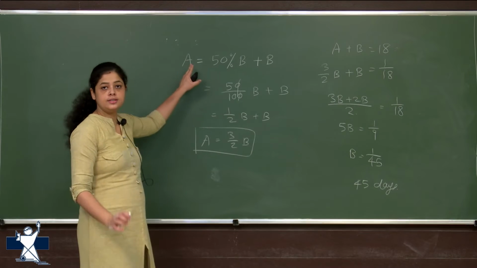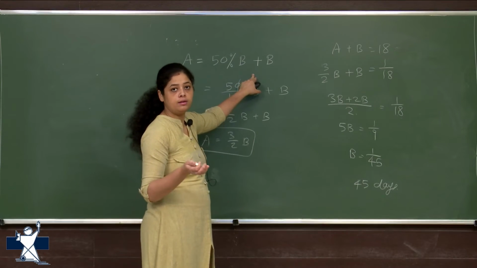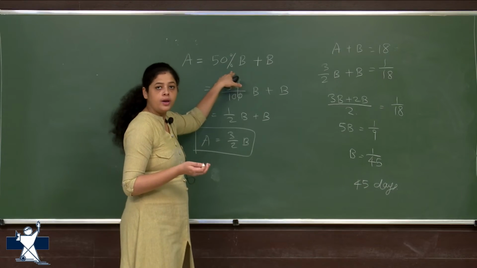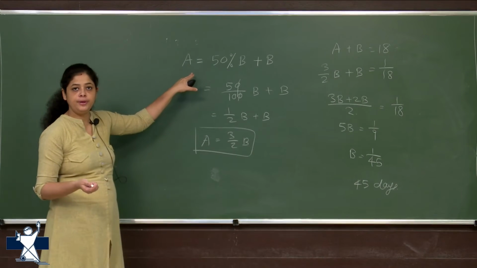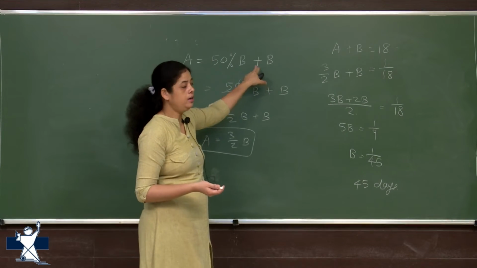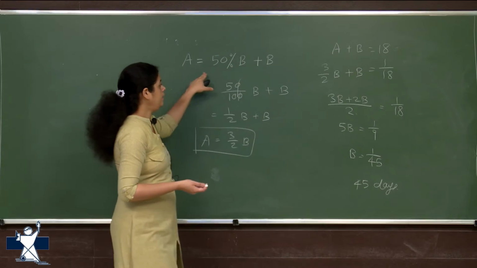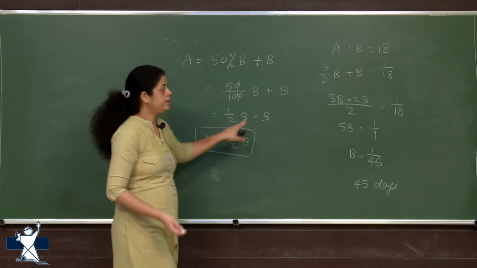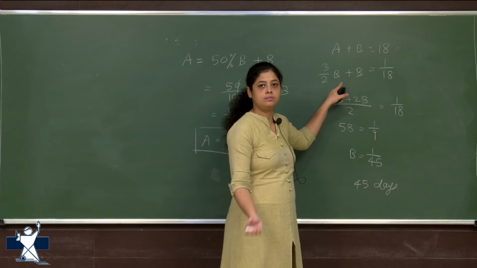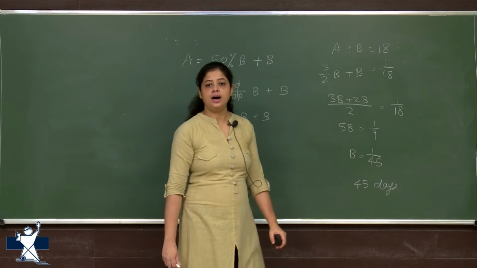So whenever efficiency or a relation is given, just put it into an equation the way we speak. A is twice as efficient as B, so A is equal to 2B. A is 50% more efficient than B. Since it says more, we are adding to the original. So A is 50% of B plus B, and you get the relation. Then take the one day's work equation, replace one of the persons or letters, and whatever is asked you can find.